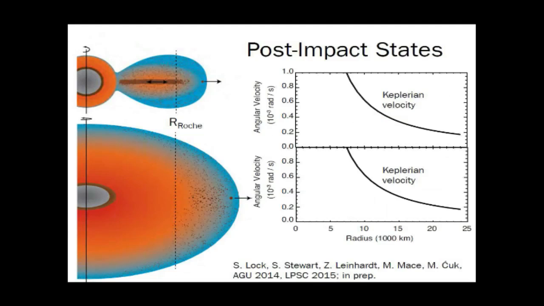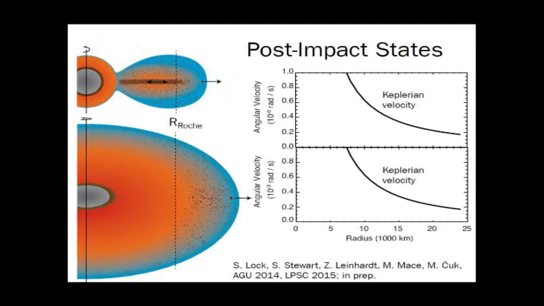This is a plot of radius starting at the center, moving outward. The Roche radius is about 18,000 kilometers. The line here is Keplerian velocity, so a perfectly circular orbit around the Earth. This is the angular velocity that a particle would have out here at the Roche radius.